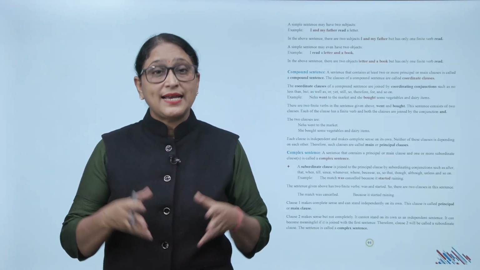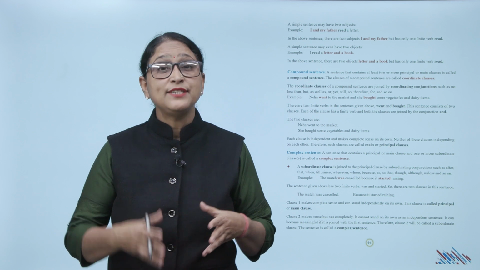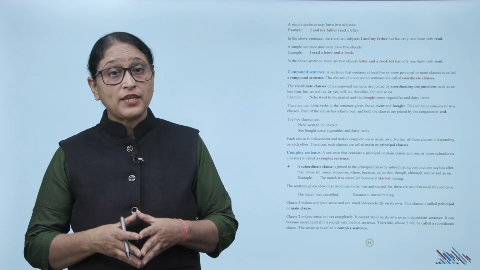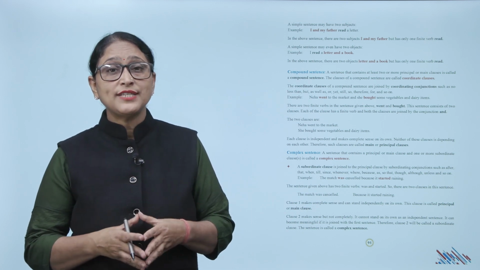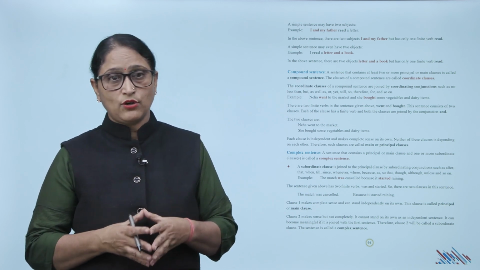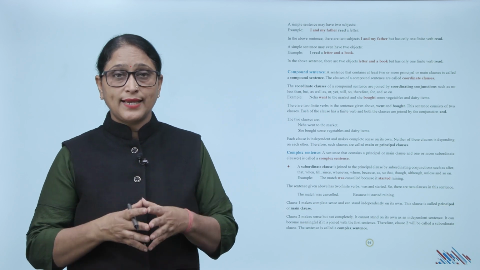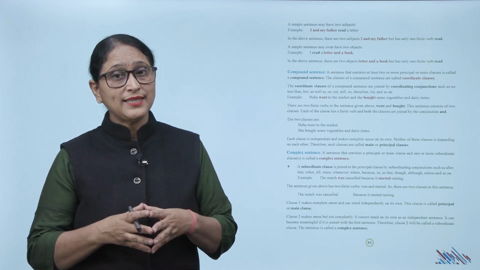Compound sentence. A sentence that contains at least 2 or more principal or main clauses is called a compound sentence. Compound sentence में क्या होगा? 2 या 2 से ज़्यादा main principal clauses होंगे उसमें. The clauses of a compound sentence are called coordinate clauses. जो clauses हैं compound sentence में उनको हम क्या कहते हैं?